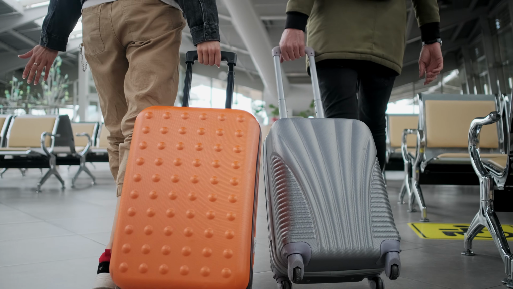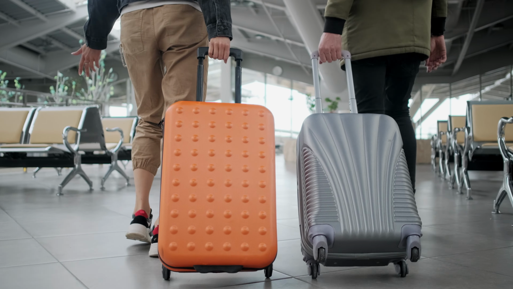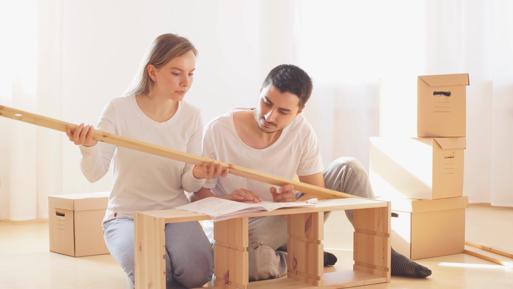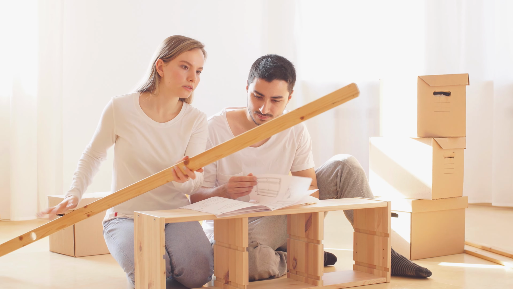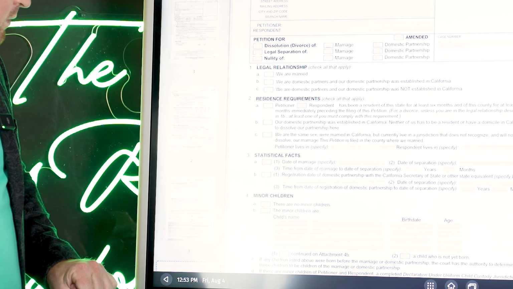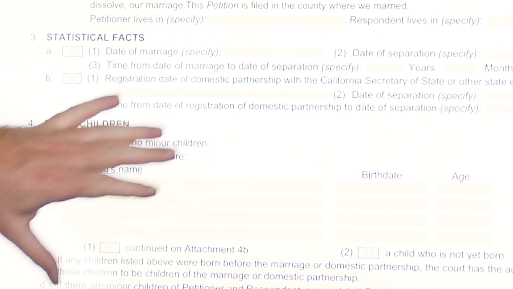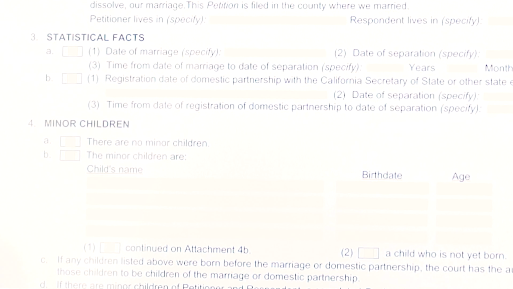But these separations can also be disrupted and the date pushed further back by going on trips together, moving back into the bedroom, certain types of relations. So this is something that can be very, very important and can have a huge financial impact on your divorce and your life moving on. Number 4, we move on to the children. We're simply listing the name, birthday, and age.